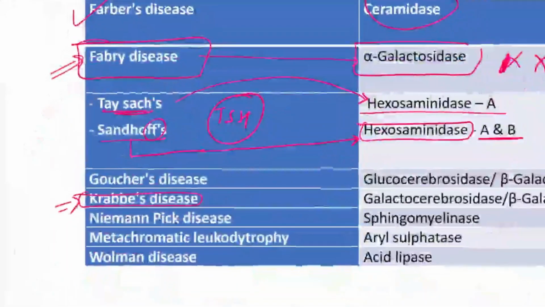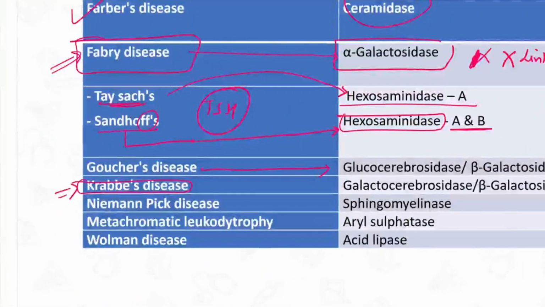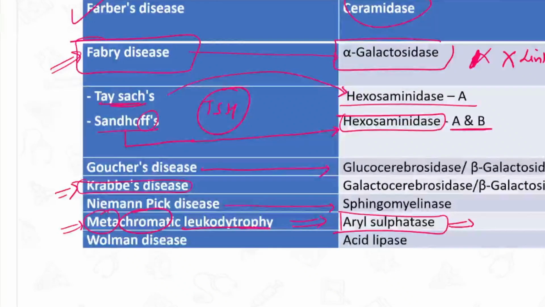Now, Gaucher disease, beta glucosidase. Niemann-Pick disease, sphingomyelinase. Metachromatic leukodystrophy: I usually remember Ariel surf. If you see the Ariel advertisement, there were so many granules of different color. Metachromatic, different color. Leukodystrophy, leuco means white. The exact color of Ariel is white, but multiple color granules are there.